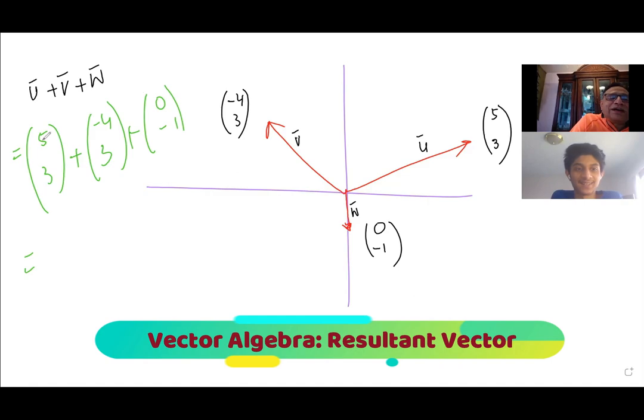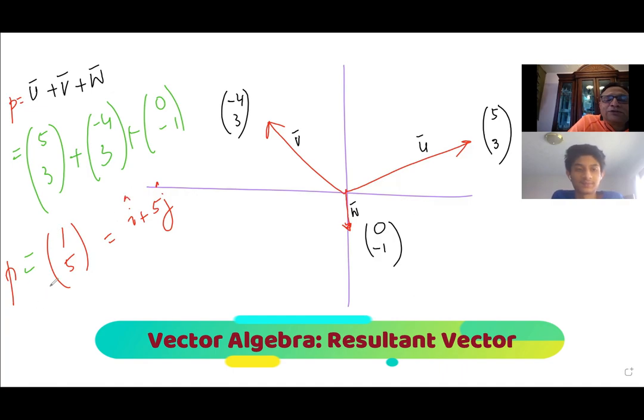Yes, sir. So 5 minus 4 is 1, and 3 and 3 is 6, minus 1 is minus 5. You see the sum, right? So that is my vector. Let's say the vector is p. So the vector p is 1, 5. It really means I'm writing i plus 5j. Get the idea, right?